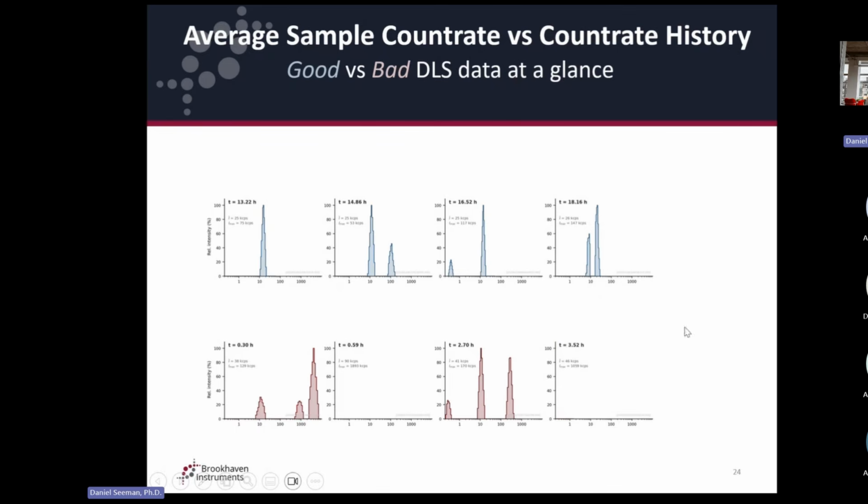If we look at the essentially poor quality data, the sample is so aggregated at these specific time points that there's just really no way to fit it sensibly.